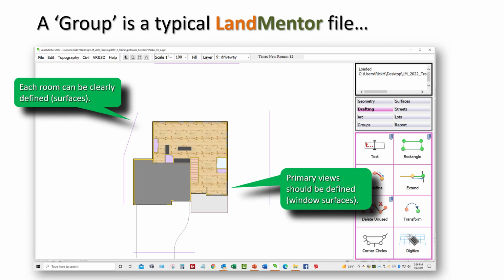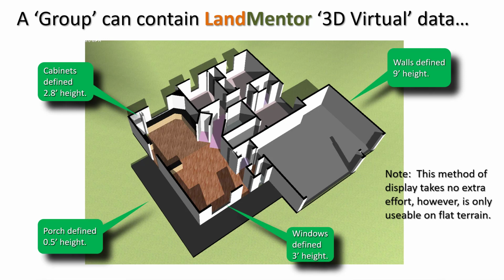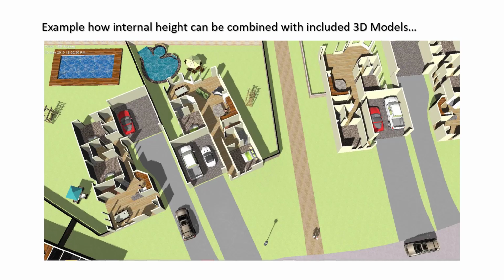Each room's functions are in the fill list, or you can create your own. And the primary view should be defined. A group can contain 3D virtual data. In other words, you could put height on any of the surfaces. So in this case, this plan had heights. Now, in order to use this in LandMentor, you will need a flat site. If the site had varied terrain, then the walls are going to be varied height. So you can only use that on a flat site.